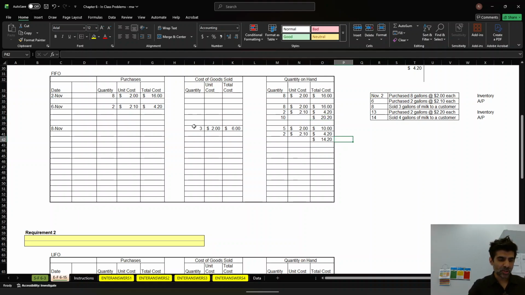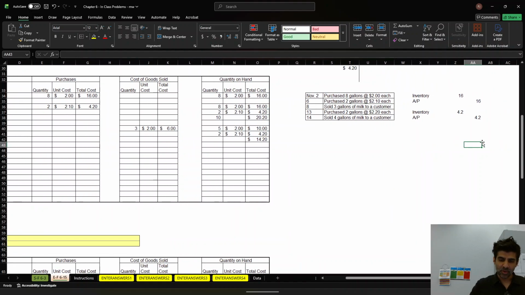Okay, so the journal entry related to this, we don't know how much we sold the milk for. We don't know what the sales revenue was, but at least we would know that the cost of goods sold was $6, and we would credit inventory $6.